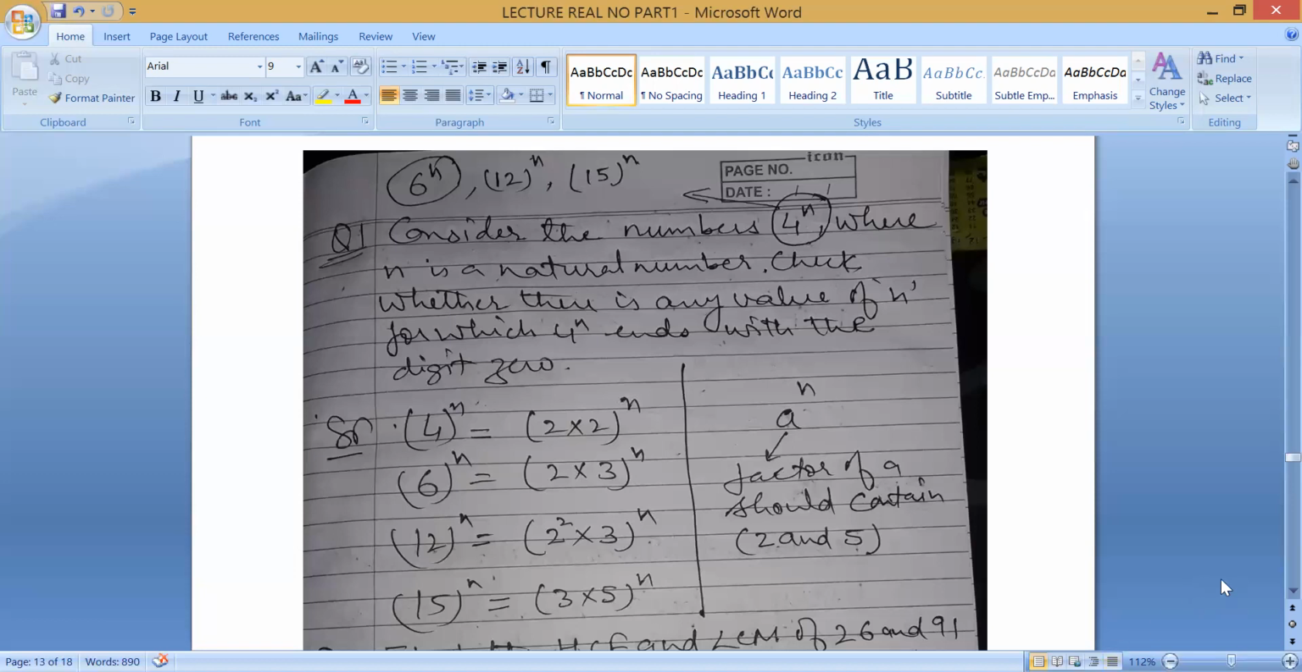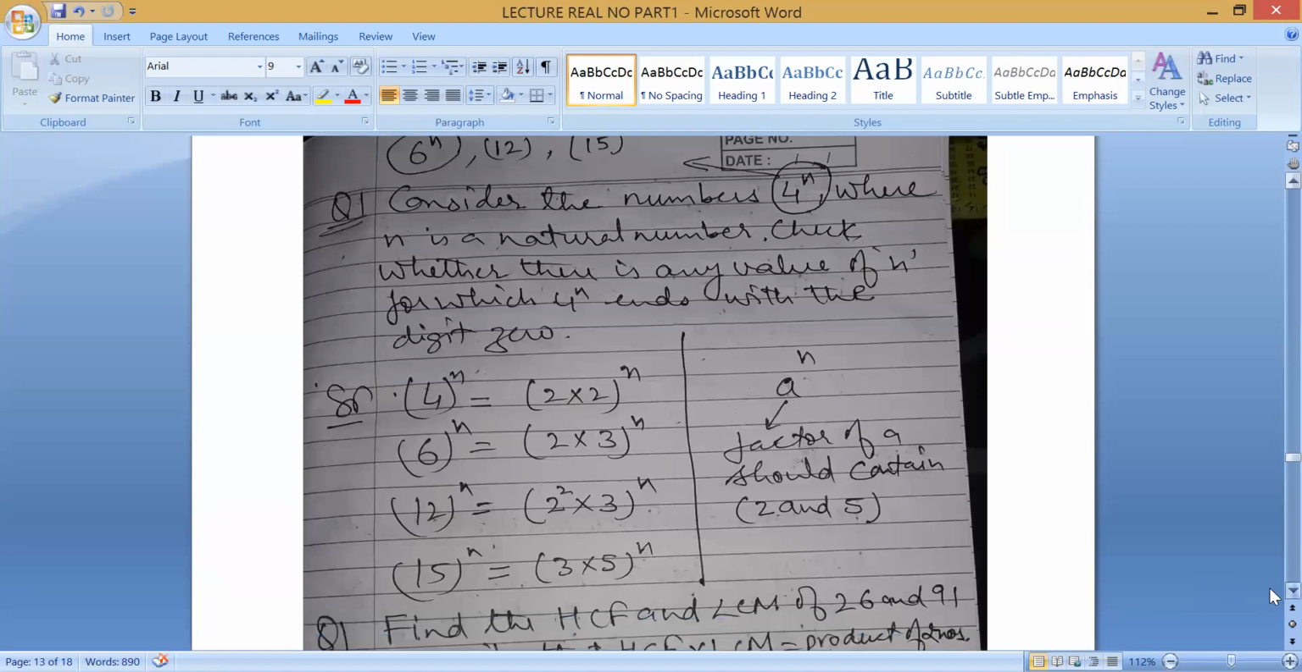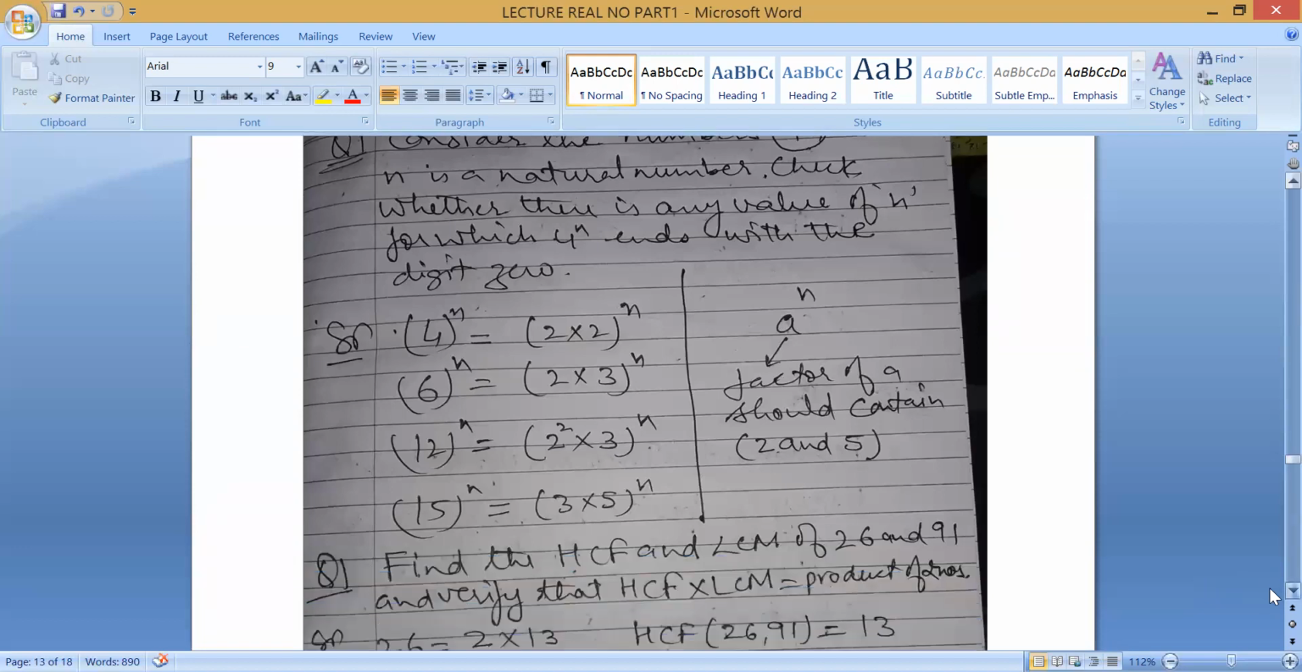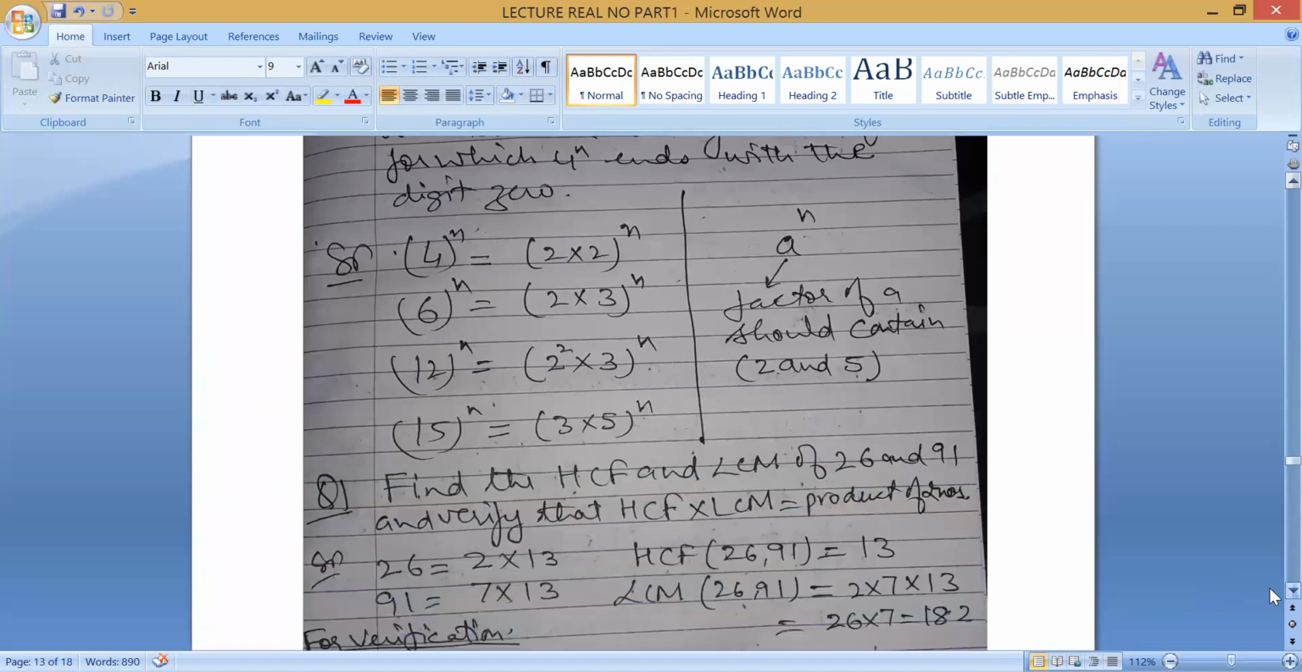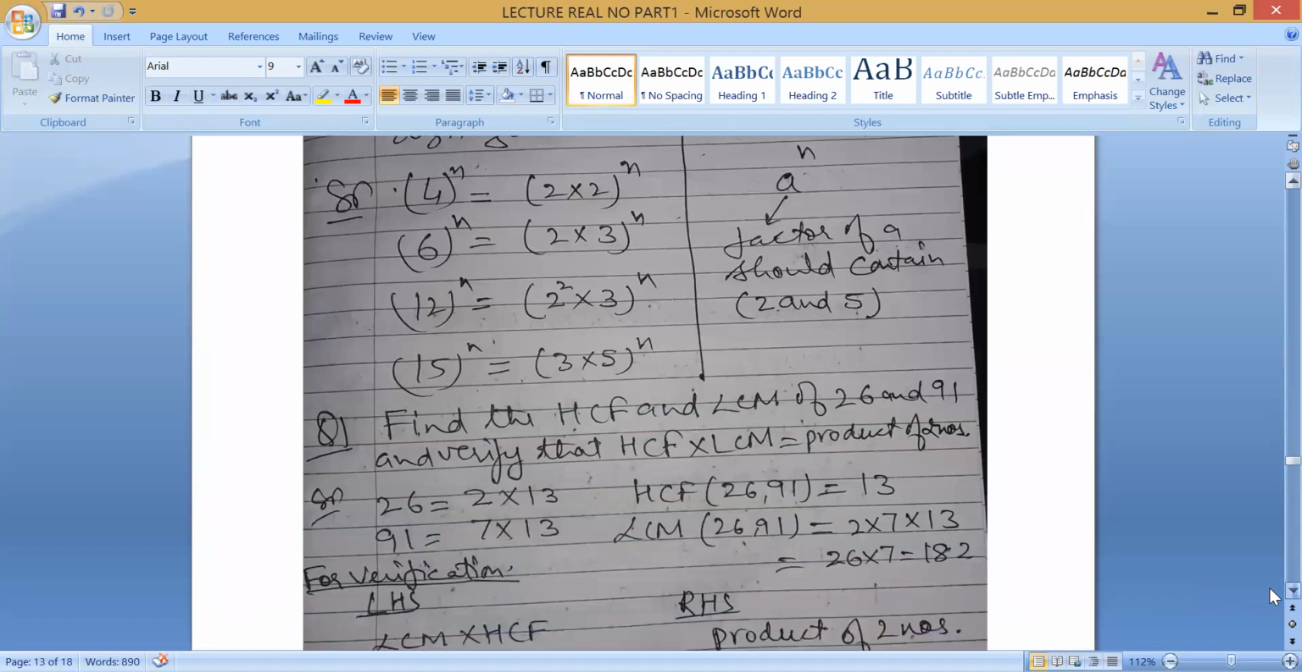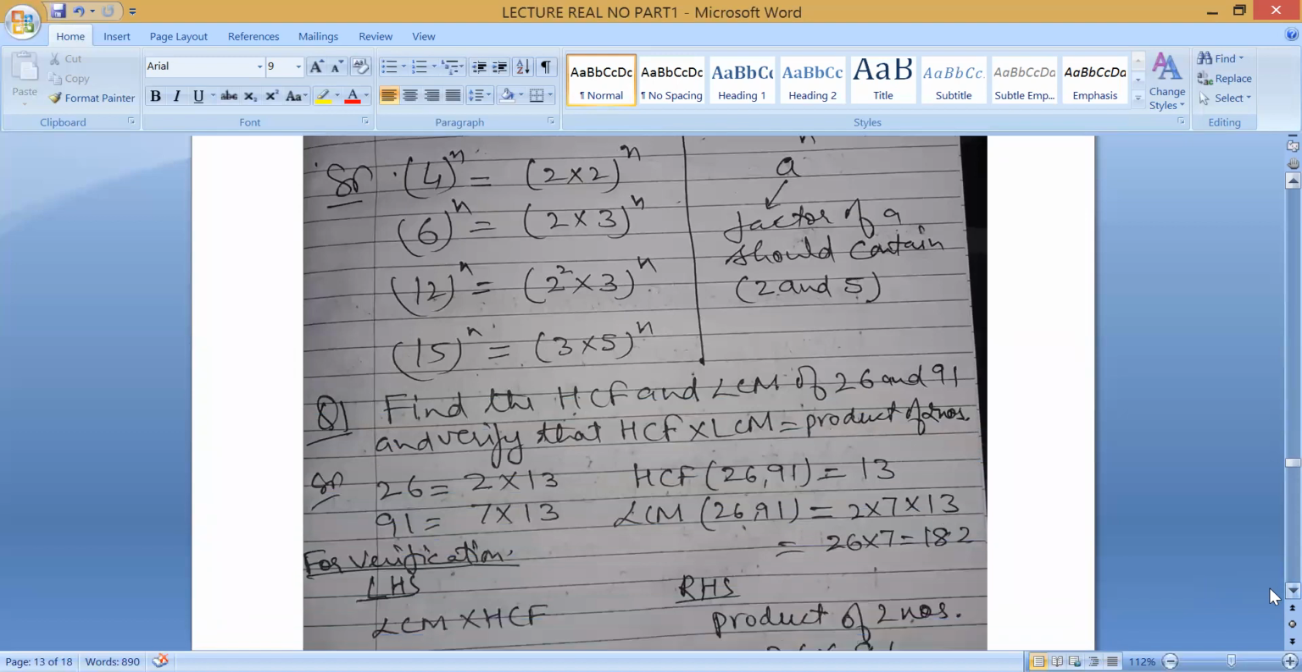Here you are getting factors where 2 and 5 are not both there. If 2 and 5 are there, it will become 10, and if you put 10 ki power 2, 3, 4, you will get the digit 0 at the end. A 1 mark question may be asked. What is the condition? You can say that if the factor of a contains 2 and 5, then only it ends with the digit 0.